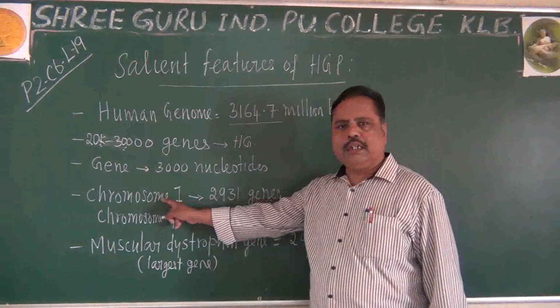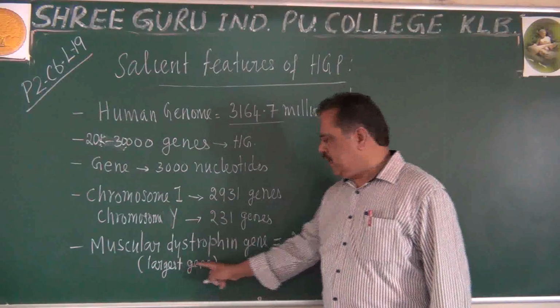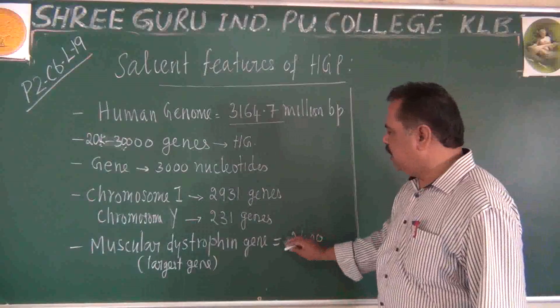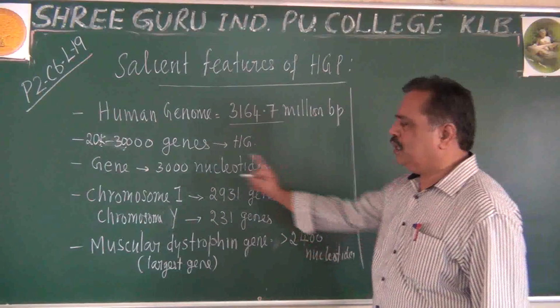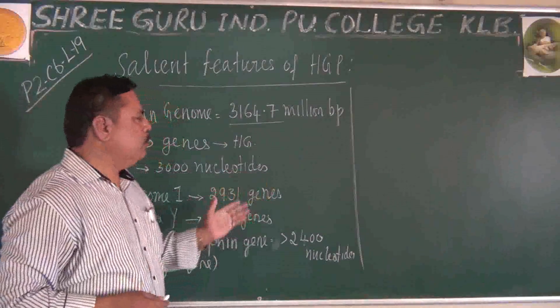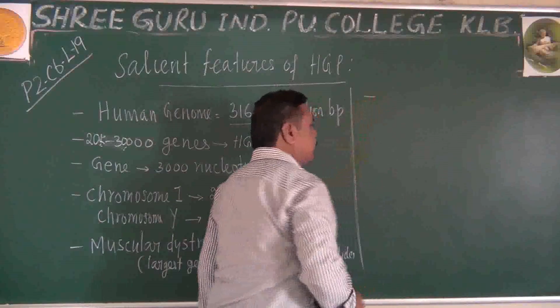I am not talking about the largest chromosome now, this is the largest gene. In this gene, more than 2,400 nucleotides are present, we can say. So check this number, very important, okay? It can become the largest gene. Now let me come to some other points related to the Human Genome Project.